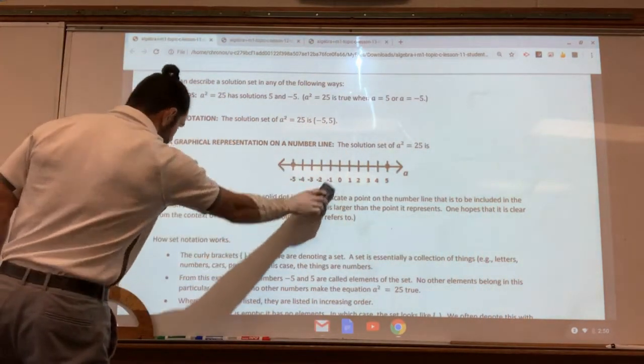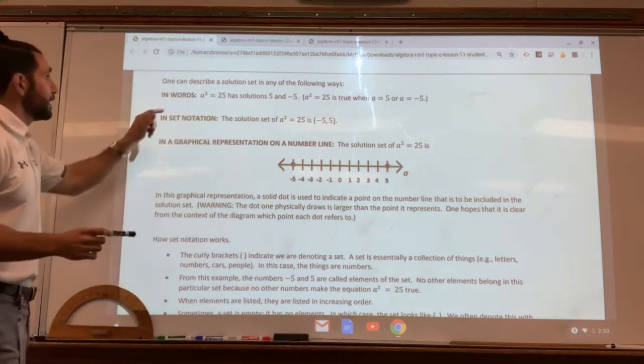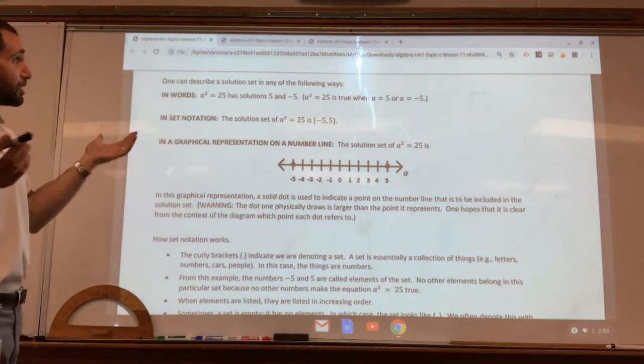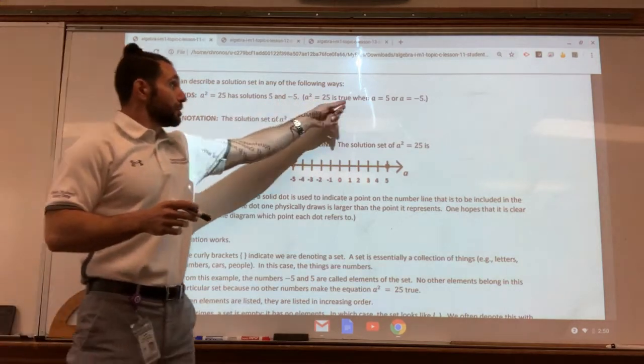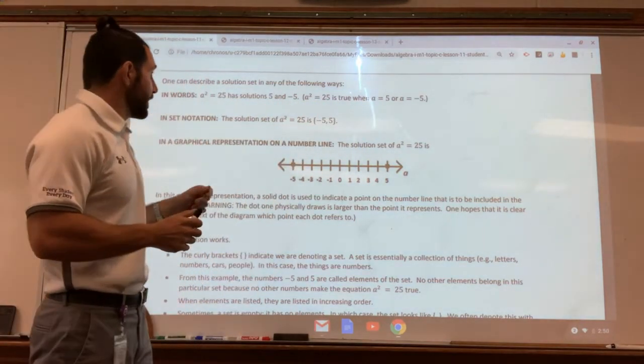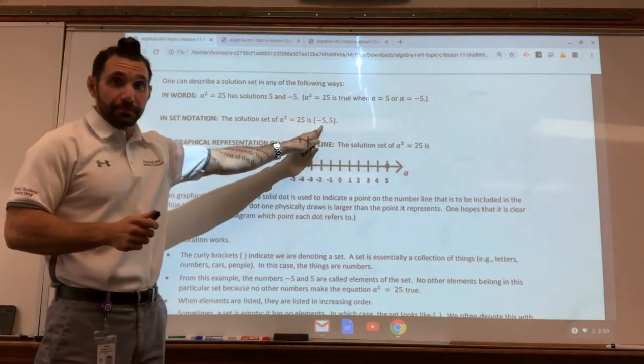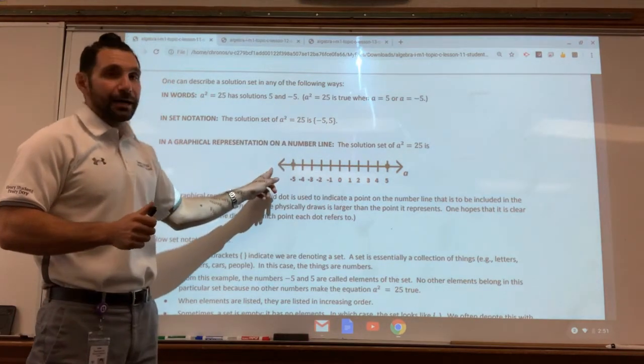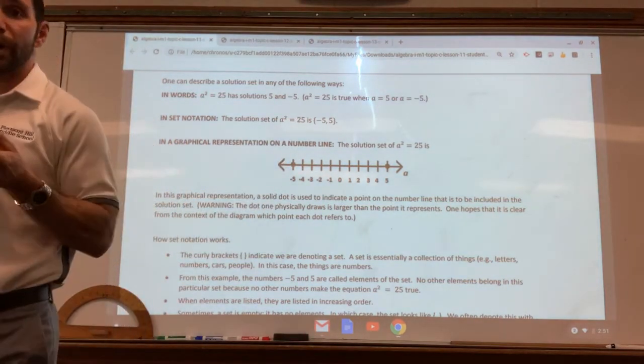So they've written it much more eloquently than I have. In words, a squared equals 25 has solutions 5 and negative 5, when a equals 5 or a equals negative 5. Here's the solution set with the funny brackets. But you can also represent it graphically.